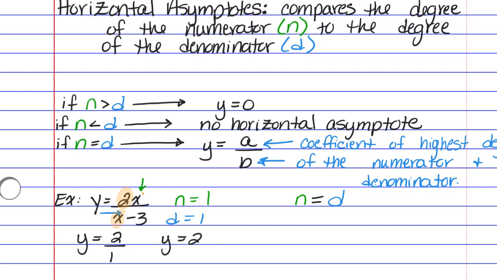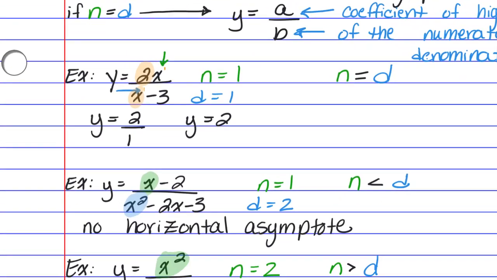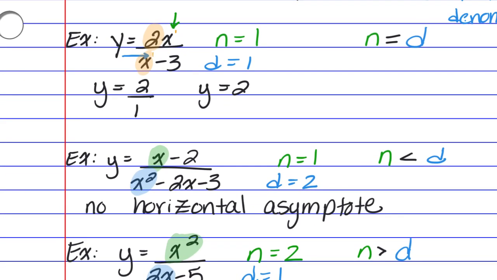So an example would be, let's take a look at this first one here. 2x divided by x minus 3. If I'm looking for the highest degree, I'm going to go to the x with the greatest exponent. Now these ones have an exponent of 1. So their degrees are exactly the same. So what I would do is compare their coefficients. The coefficient of the leading degree in the numerator is the 2, and the coefficient of the leading degree in the denominator is a 1. So 2 divided by 1 gives me a horizontal asymptote where y is equal to 2.